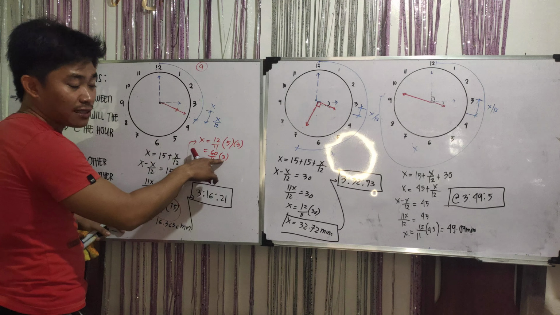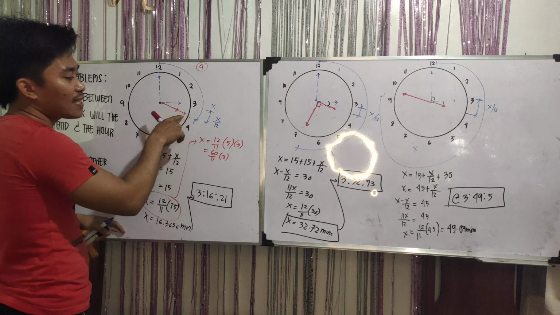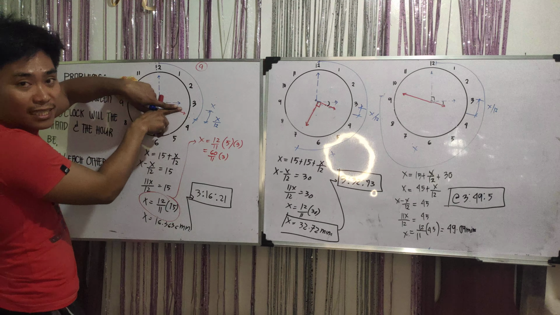Question, what is this 3? This 3 actually is the last number na dadaanan ni minute hand before sila mag-coincide. Tama hindi? Yes, okay? Tama yan, okay? Now, this number 3 actually is the last number na tatamaan o dadaanan ni minute hand before sila mag-coincide.